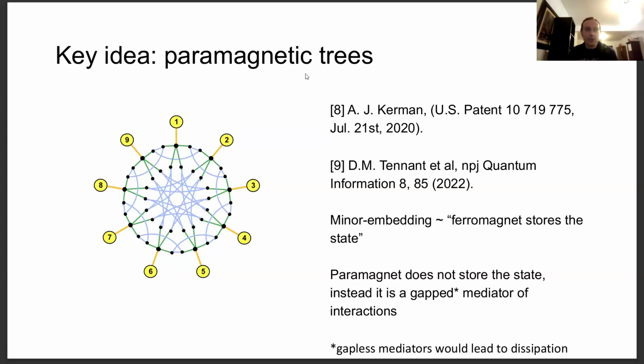And the reason why it's called paramagnetic is because it is in contrast to minor embedding, which was the previous way of embedding fully connected problems, because minor embedding essentially stores the state of each of those qubits in a ferromagnet. And a paramagnet doesn't store the state of any of these qubits. Instead, it serves as a gapped mediator of interactions between those qubits. And here's a small footnote: if the mediator was gapless, then it not only introduces interactions, but also dissipation. So it needs to be gapped.